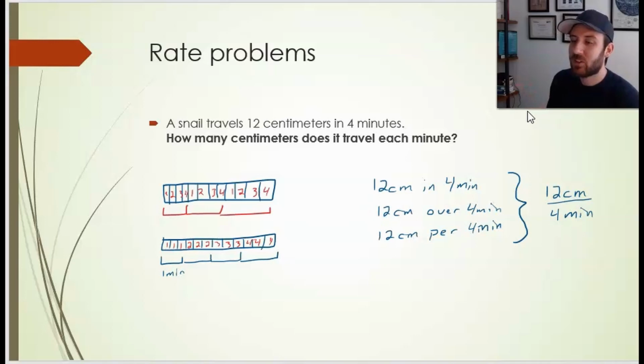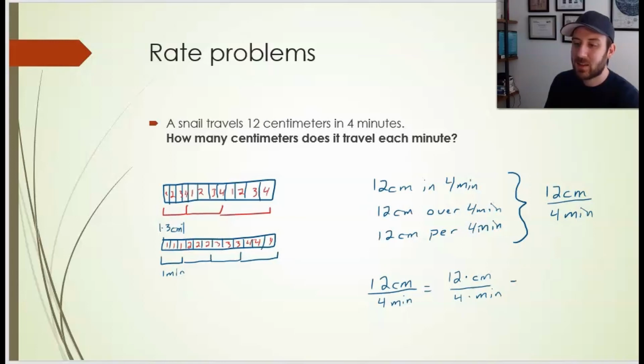Then it asks us, how many centimeters do we travel in each minute? Well, we could either go back to our picture here and recognize that that's going to be 3 centimeters that go along with each minute. Or if we want to start figuring out how to work with just the symbols, we can recognize that 12 centimeters over 4 minutes, each of those are unit statements, which is just multiplication. So this is 12 times of centimeters, and this is 4 times of minutes.